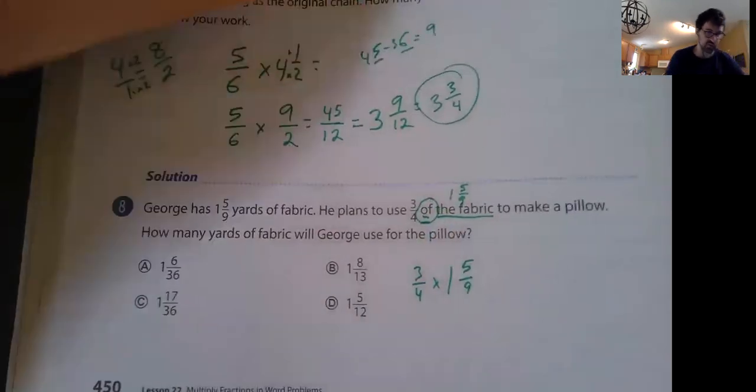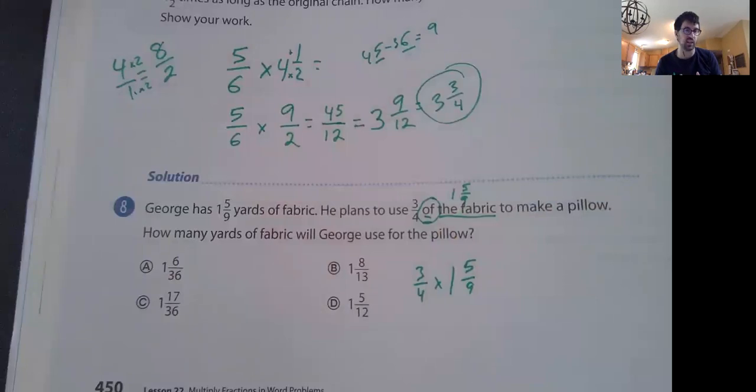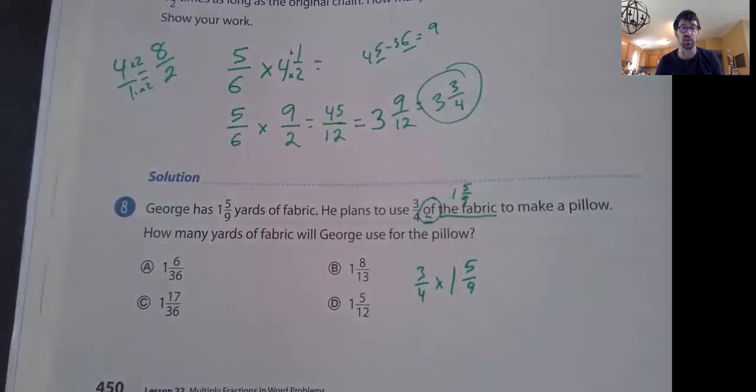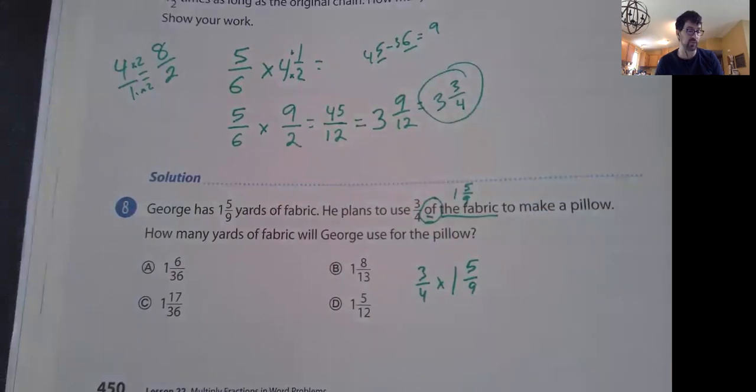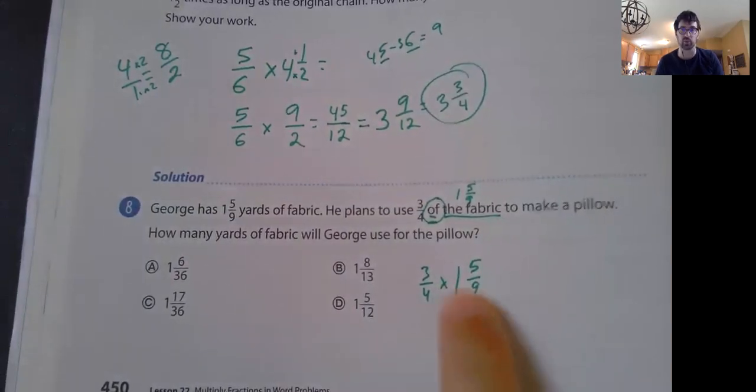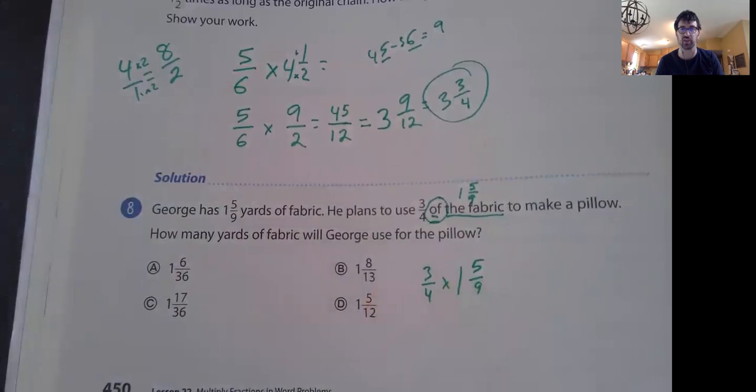It's 3/4 of this amount, and this will give us a number that we know is going to be less than 1 5/9, because we're multiplying this by a fraction that's less than a whole. So if there are any options out there that are more than that, then we know we're wrong, right? So let's go ahead and see.